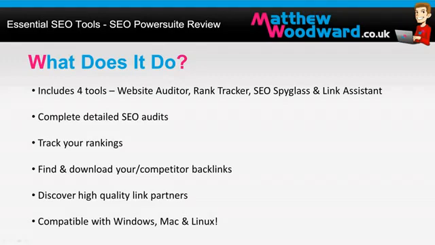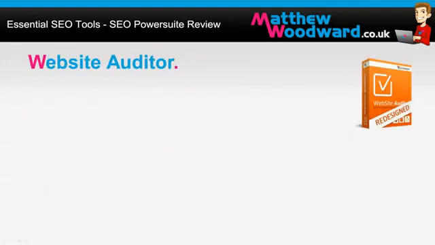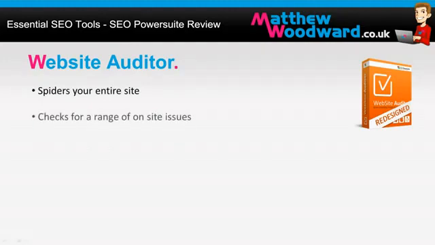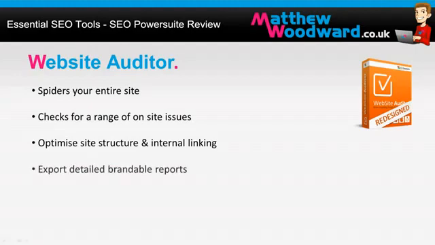for any SEO tool. The Website Auditor tool is great for getting an overall picture of your site's on-site SEO. It will spider your entire site, downloading relevant information along the way. Using that data, it will check for a range of on-site issues. You can use it to optimize your site structure and internal linking, and there are a huge range of detailed reports that you can brand as your own. But most importantly, it will help you to identify and fix on-site issues quickly and easily.